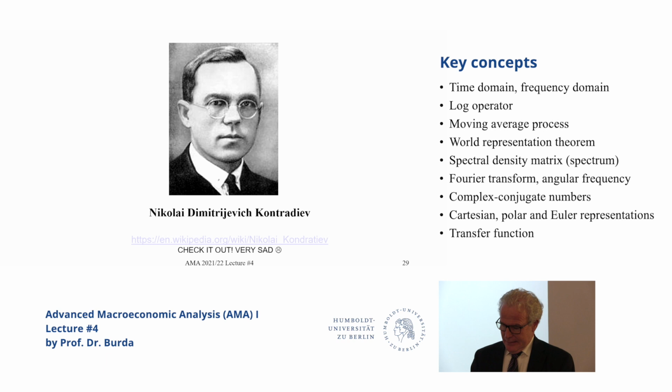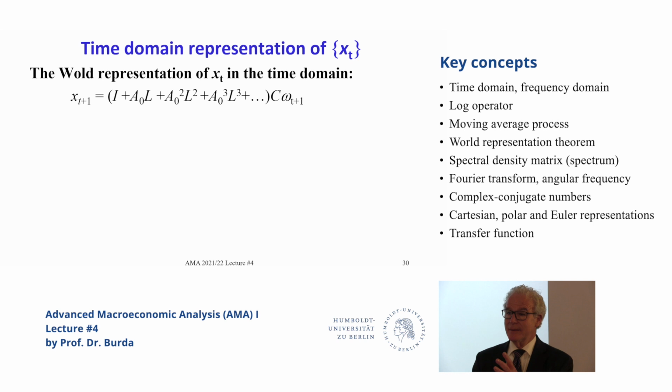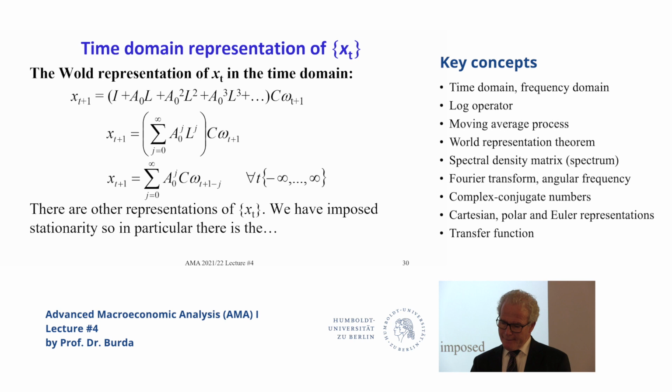So now I'm going to move from the time domain representation to the frequency domain representation. To repeat, this is the frequency. This is not the frequency. This is the time domain representation, the so-called Wold representation. And you can see it as an infinite moving average, looking backwards, of the process. So if you write it like that, you can see that it's a sequence of powers of A0. We don't know in any period what omega is. If we did know it, we could generate the X. But really, the essential information is in AJ and C. And in fact, it's a sequence of matrices defined by powers of A0. Okay?